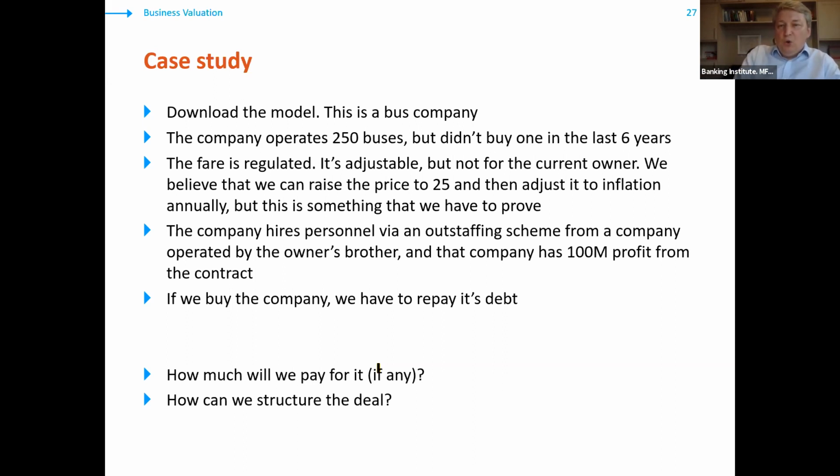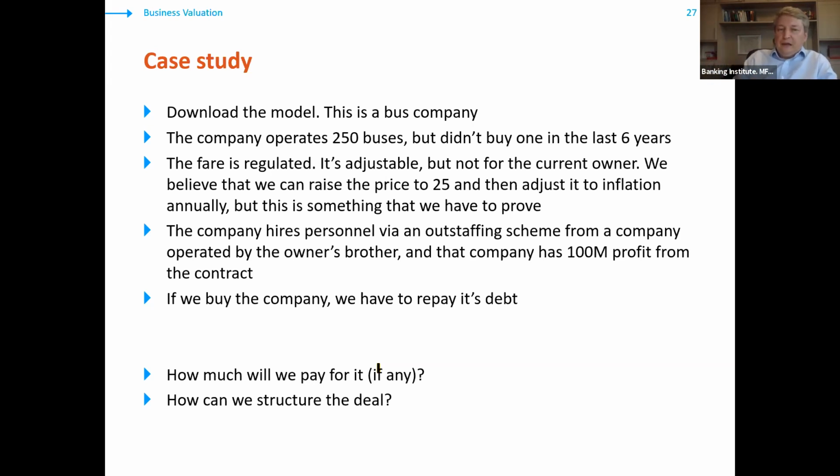Now, this company owns all 250 buses, but the problem is that they didn't buy any bus for the last 6 years. So all buses are old, and they have to be replaced in the next 1 or 2 or 3 years. For the new buses, the new owner expects that they will be using leasing payments, but those payments are not on the income statement of this company right now. So the first issue is the fare, the second is the buses that should be replaced.